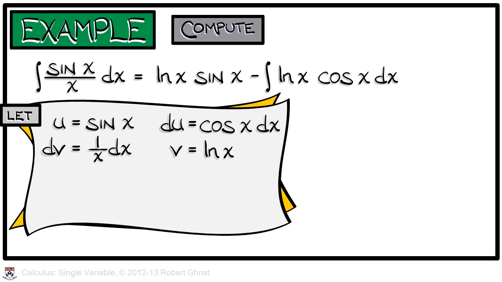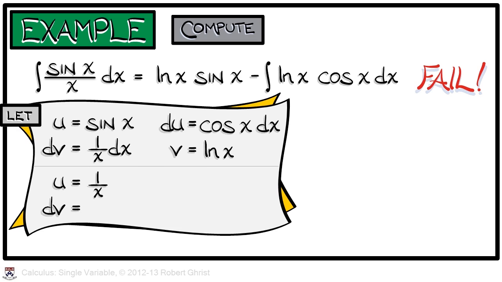Well, this does not look so good. That second integral looks more difficult than the first. I think this counts as a failure. We chose our u and dv incorrectly. There's no guarantee that the integration by parts formula is ever going to work for any choice of u and dv. But let's try again.